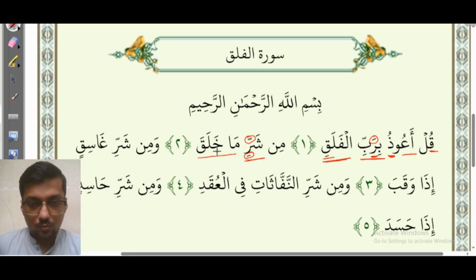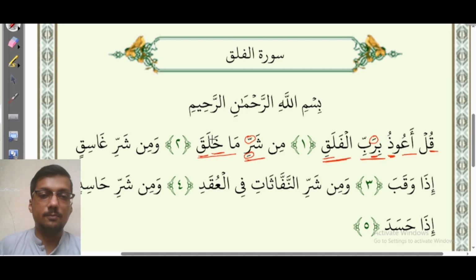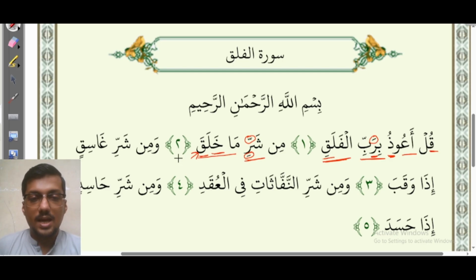Next word, ma khalaq. We know Kha and Qaf are heavy letters, so we have to produce both of them with a heavy voice. Khalaq. And we produce a kalkala sound at the end of the ayat because of the kalkala letter. Khalaq. Ma khalaq. Okay, got it? Next ayat.